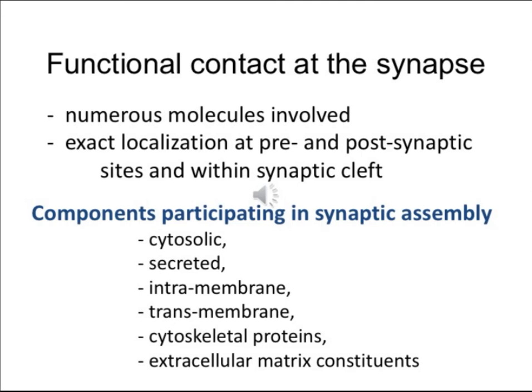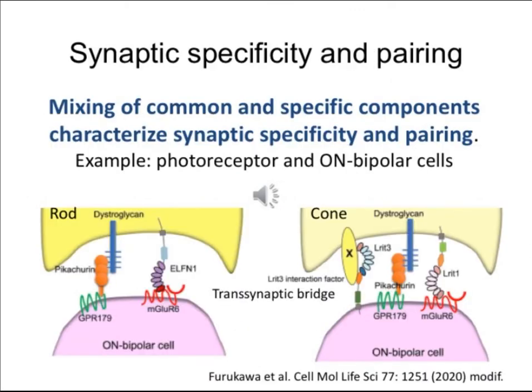Molecules participating in synaptic assembly that have been identified up to now are cytosolic, secreted, inter- and transmembranous, cytoskeletal, and extracellular matrix constituents. Some are common with other well-known cell structures, some are new and specific for certain types of synapses. Finally, we have to ask the question: how is synaptic specificity achieved?